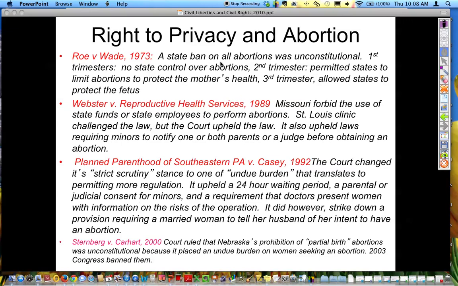The state ban on all abortions was unconstitutional, except in these, and they went ahead and did the first, second, and third trimester about how states can regulate abortions and the use of abortions. Webster further clarified it, and Planned Parenthood versus Casey upheld other things like waiting periods and parental consent. Stenberg versus Carhart was a newer one on partial birth abortions, and you can read that as well.